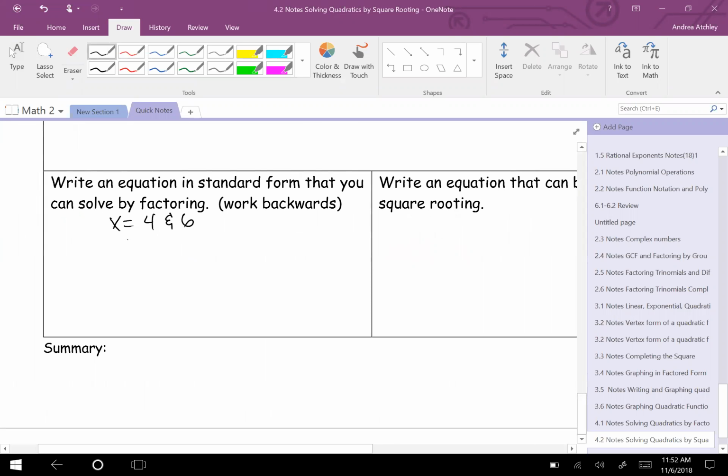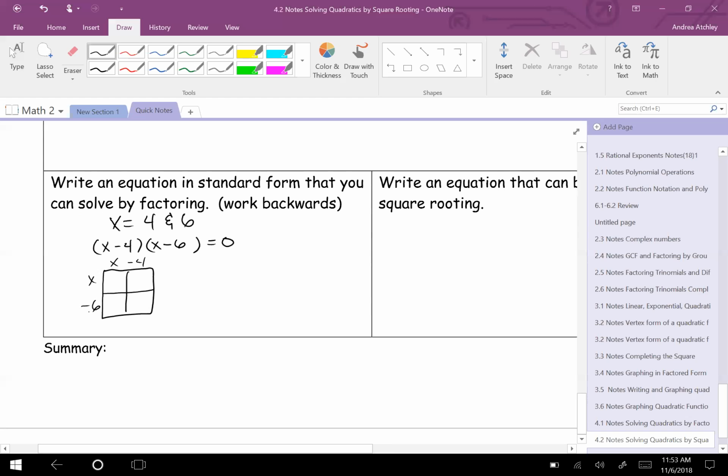Okay, from there, if we have our answers, what would the parentheses be then? X minus 4 and x minus 6, and it equals 0. Okay. So I have my two factors. Now we want to put it in standard form. Standard form, we need to multiply it out. Okay, so we just organize it. X minus 4 and x minus 6.